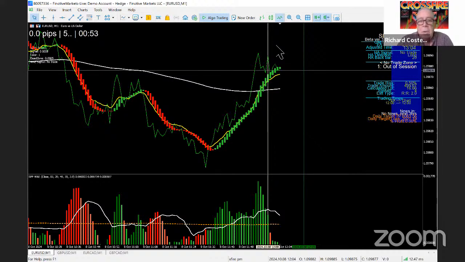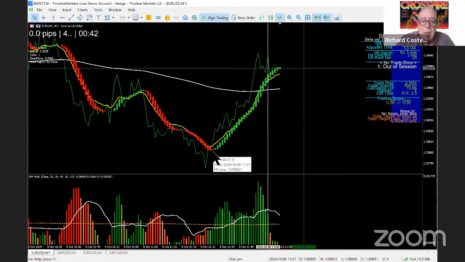If it's above the green trend line, we obviously look for a buy. If it's below the red trend line, we start looking for sells. Then the next thing we look at is, has there been a recent change of wave? Now, the wave change occurred here, and that was at 11:38. So that's too far in the distance for my liking.